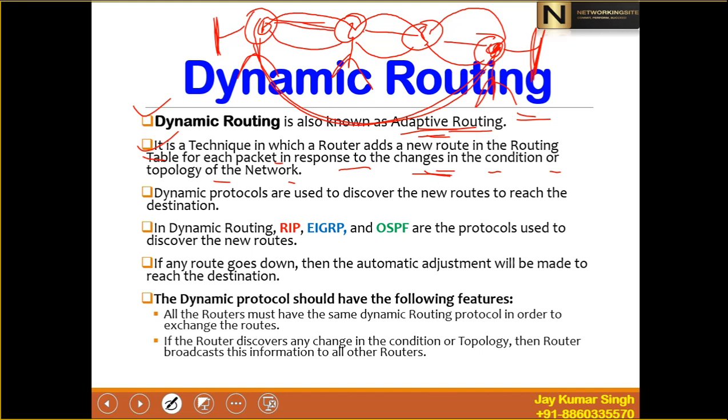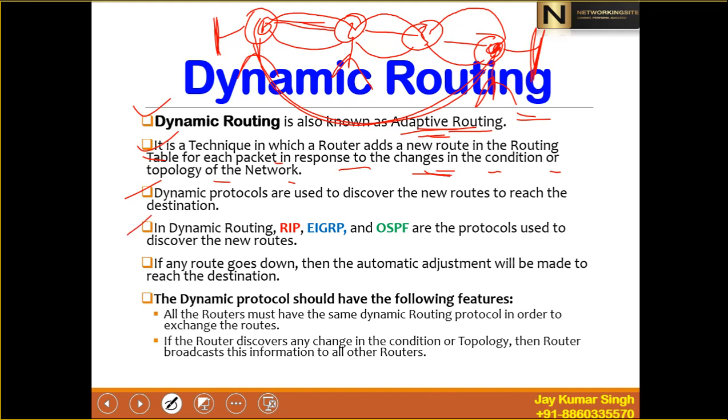Okay. Dynamic protocols are used to discover the new routes to reach the destination. I told you this, that dynamic routing protocols will have a separate path to reach destinations. Okay, they do not deal with a single exit point. Means you can configure with a single exit point, but normally dynamic is configured for multiple exit points.